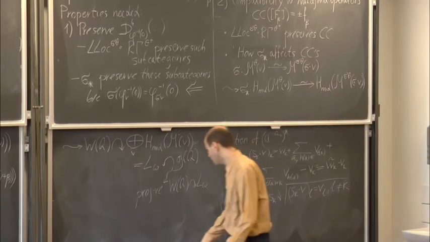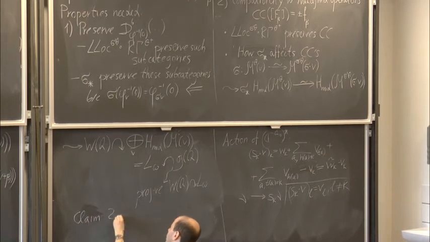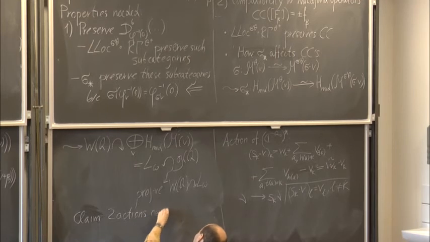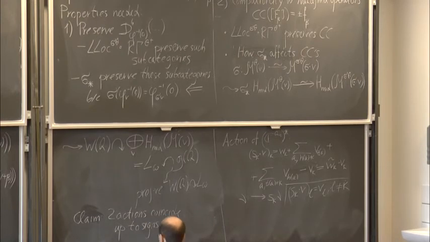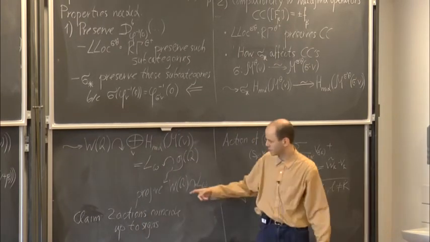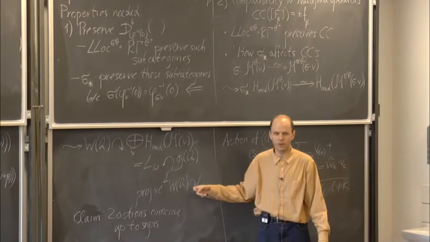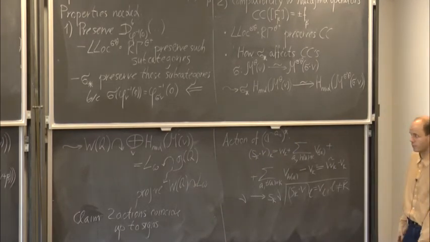And the thing to be checked is that the two actions, so claim: two actions coincide up to signs, which is a reasonable thing to expect, because this action is also kind of defined only up to multiplying by plus or minus 1 in various places.